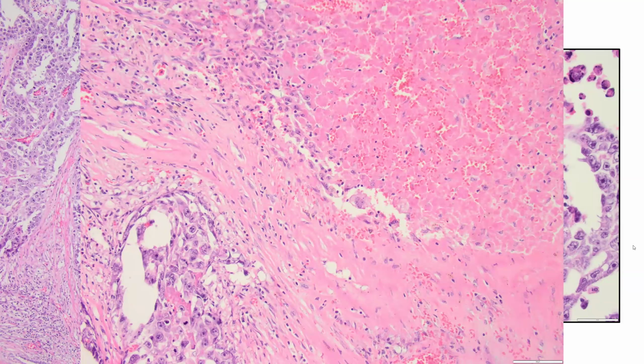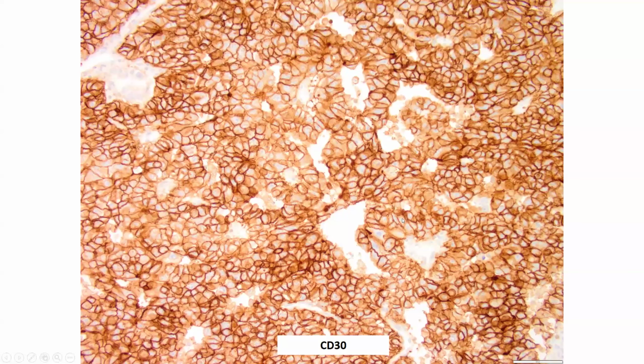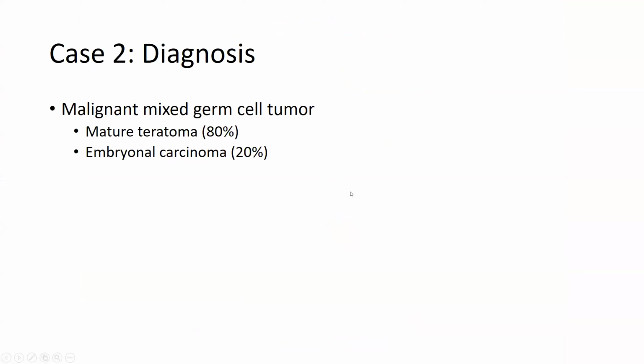Based on the histology, what do people think that this represents? Very good. So mixed germ cell with embryonal carcinoma. And of course, I did my CD30 and it's clearly positive for CD30 in a very diffuse pattern. So embryonal carcinoma component. So yes, this was called malignant mixed germ cell tumor with mature teratoma in the majority of it. And there was a smaller component of embryonal carcinoma.